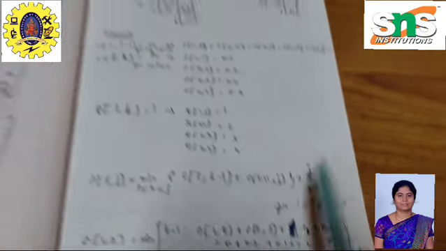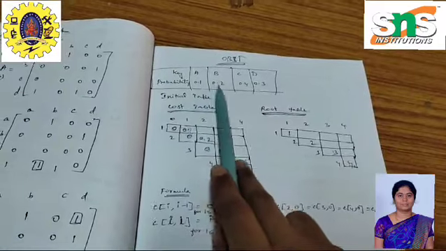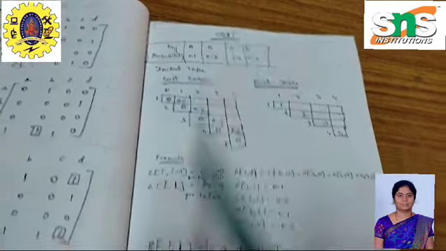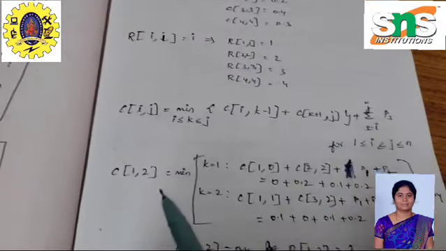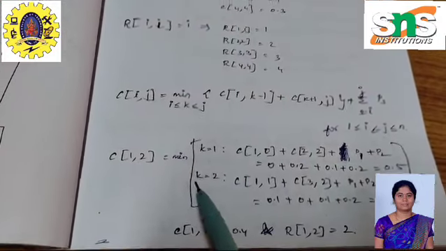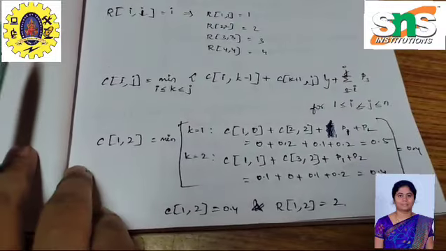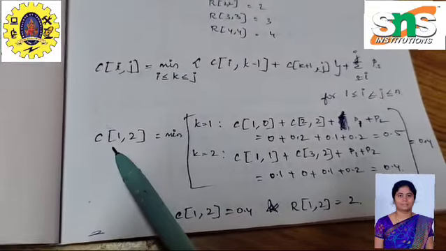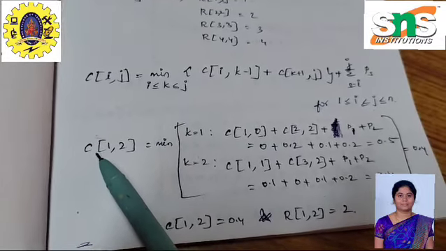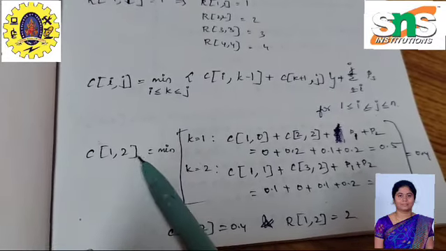So here the probability value is nothing but this value, the key probability value. That has to be added here. We will first see this particular step clearly, then we will go with the remaining steps. So the first question: I have to calculate 1, 2 for the cost table.